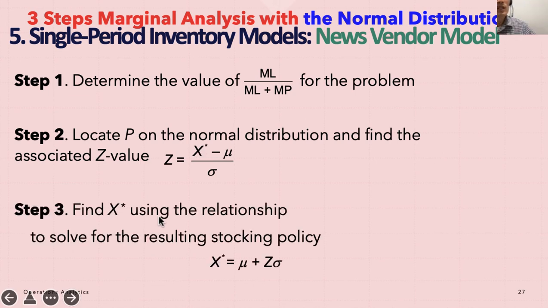And step 3 is after finding X star, you want to use this relationship to solve for the resulting stocking policy, and you will be able to manipulate this one. So if you multiply by sigma over here and there, then you cancel this out. So therefore, you have z sigma equals x minus mu. Therefore, x star is going to be mu plus z times sigma, and it's derived from this formula. And using this, you can solve a question.